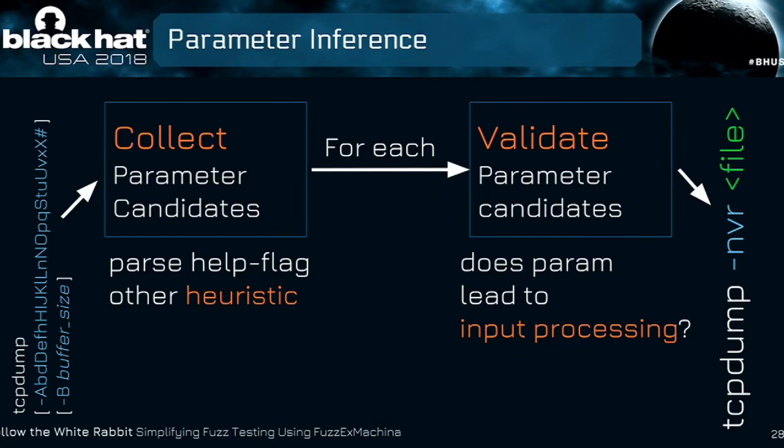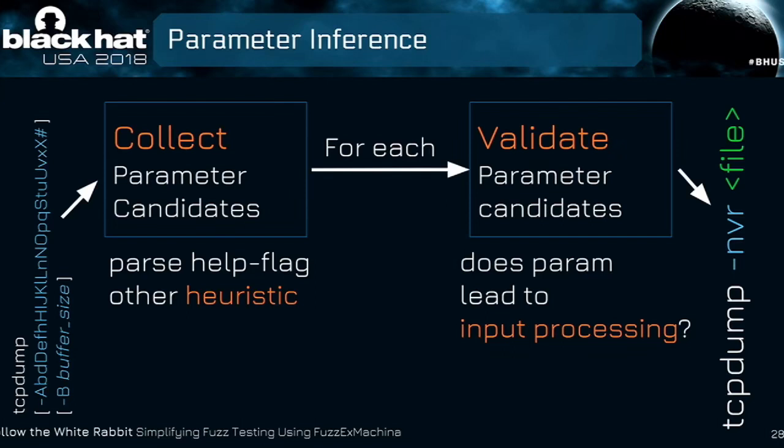We do this by parsing the help text of the binary. So in the case of TCP dump, for example, we would parse the help text, and that would point us to the -r parameter. And we also employ other heuristics, for example, brute forcing different parameter candidates that often lead to processing of user-defined input, like -f and then the path to a file.